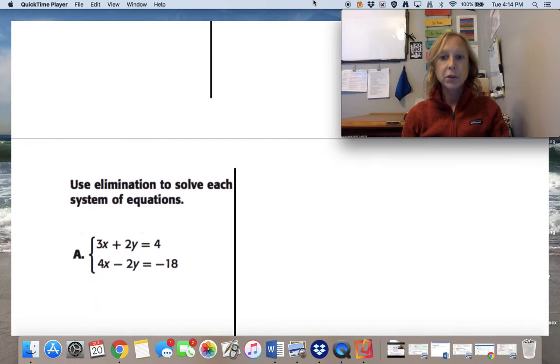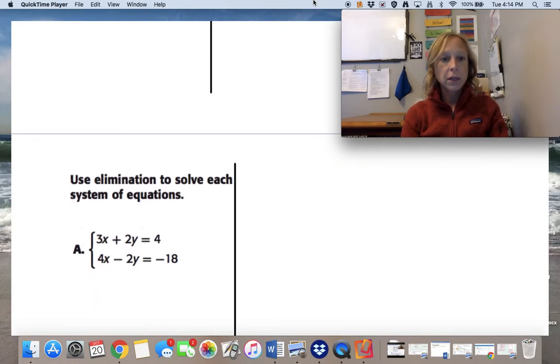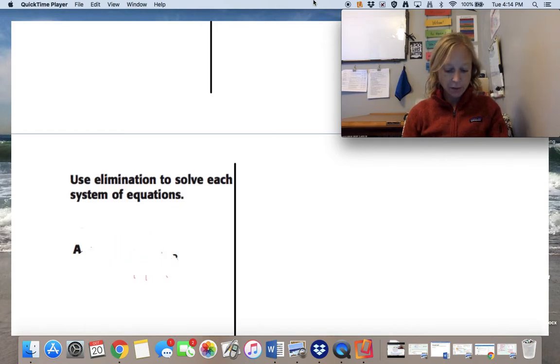Okay, so let's try a few of these. We're going to use elimination. First thing we have to check for is that everything is lined up. So x's, y's, equal signs, constants. Everything's lined up. So this is set up for elimination. That method makes the most sense right now.